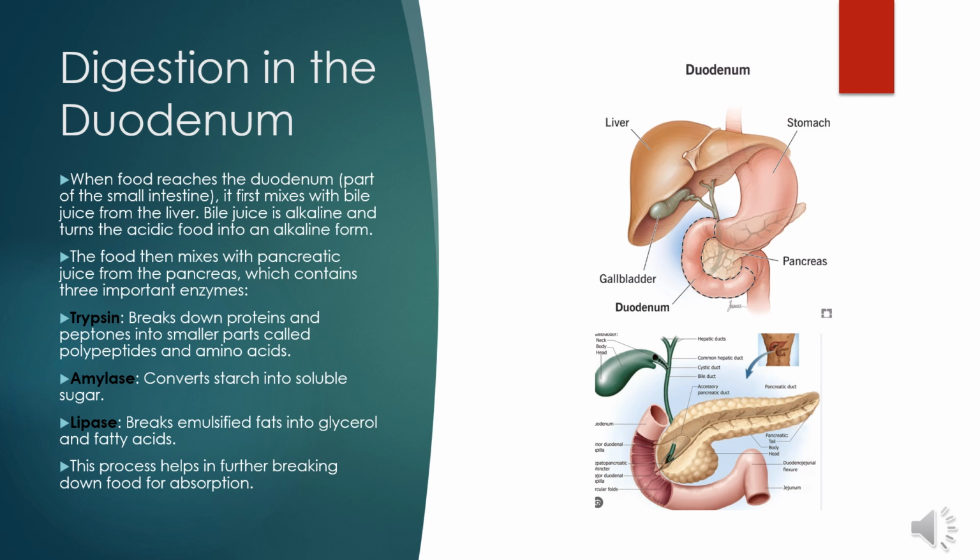Trypsin breaks down proteins and peptones into smaller parts called polypeptides and amino acids. Amylase converts starch into soluble sugar. Lipase breaks emulsified fats into glycerol and fatty acids. This process helps in further breaking down food for absorption.